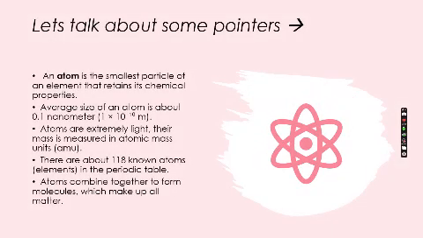Let's talk about some pointers. An atom is the smallest particle of an element that retains its chemical properties. Average size is 0.1 nanometer. Atoms are extremely light. There are about 118 known atoms. Those are also known as elements in the periodic table. Atoms combine together to form molecules, which make up all matter.